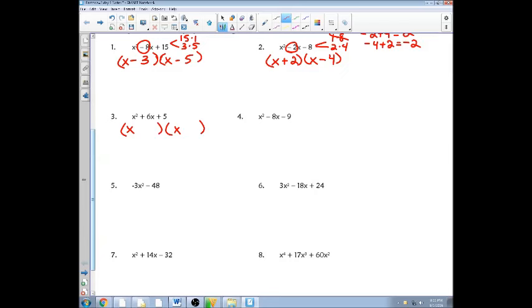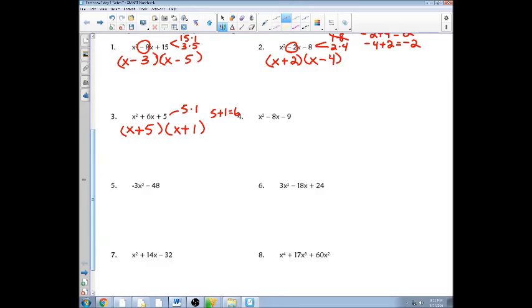Since they're going to be the same, I need to find some other location that will tell me what my sign should be. That is right there. So both of my signs would be positive. Same. Okay? Now, I have to figure out what multiplies to 5 and will add to 6. Well, the only things that multiply to 5 are 5 and 1. Does 5 plus 1 get me 6? Yes, it does. So I can just put 5 and 1 in my blanks, and I am good. All right.